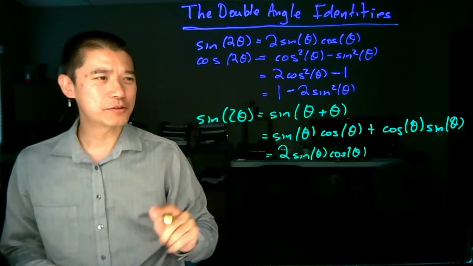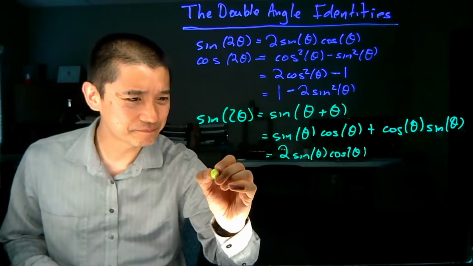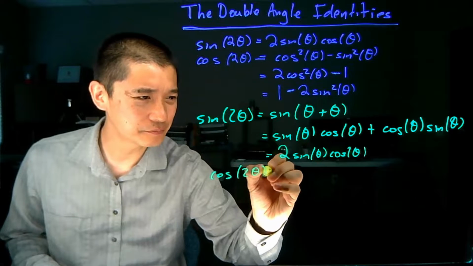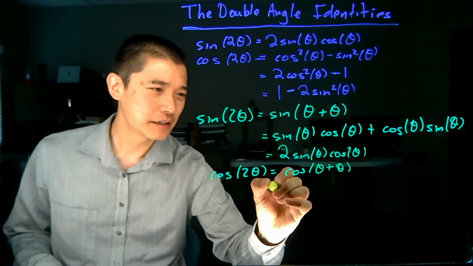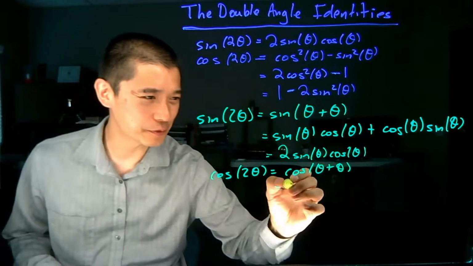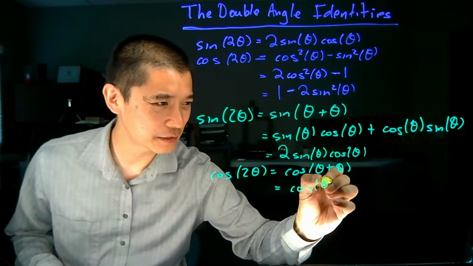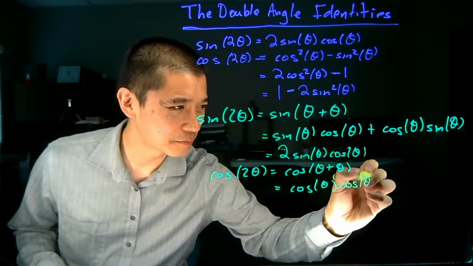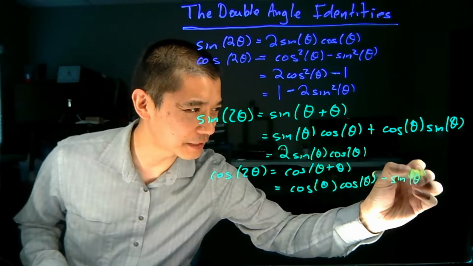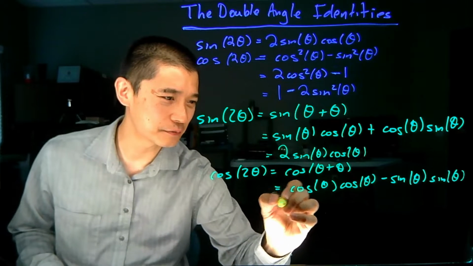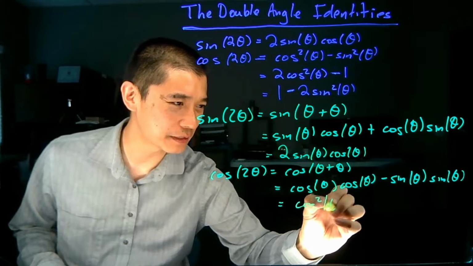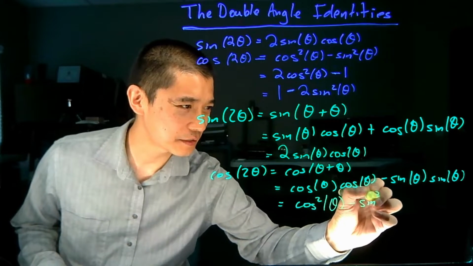What about the cosine of 2 theta? Well, same thing. Cosine of 2 theta is cosine of theta plus theta. And you might remember that the sum of angles for cosine is cosine cosine minus sine sine, so cosine theta times cosine theta minus sine theta times sine theta. And you'll see that this is exactly the first equation up here, cosine squared theta minus sine squared theta.